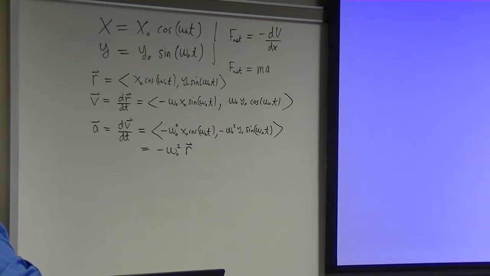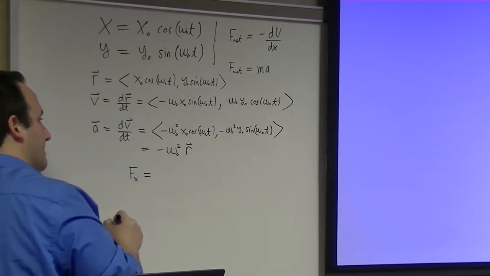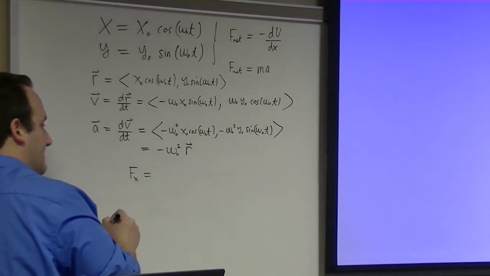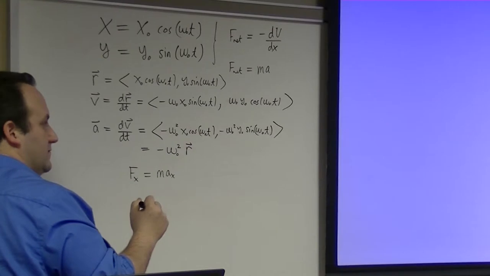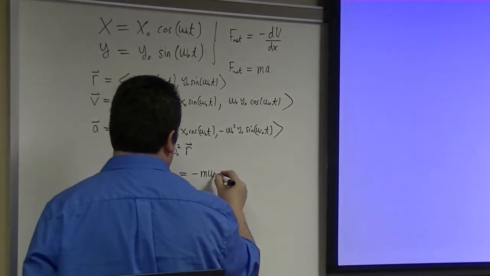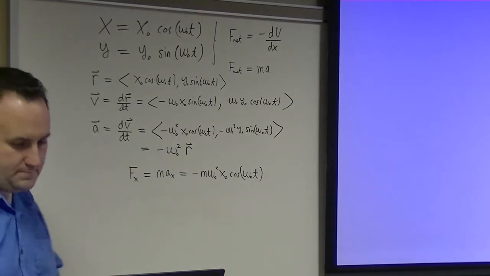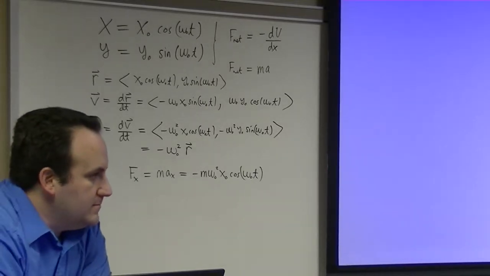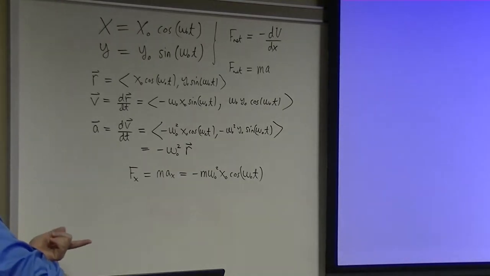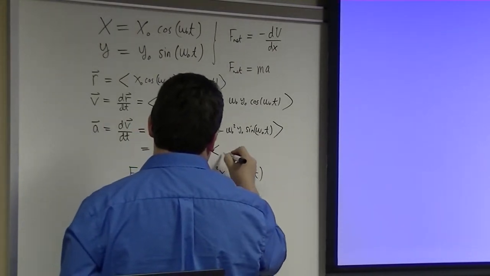Okay, so now that I've written that, what's the x component of the force, for example? It's m times the x component of the acceleration, right? It's minus m omega naught squared x naught cosine omega naught t. Now, did you get that? I didn't notice that it was the original position function in the acceleration, so I was trying to format it differently. Not a different answer, I just didn't format it like that.